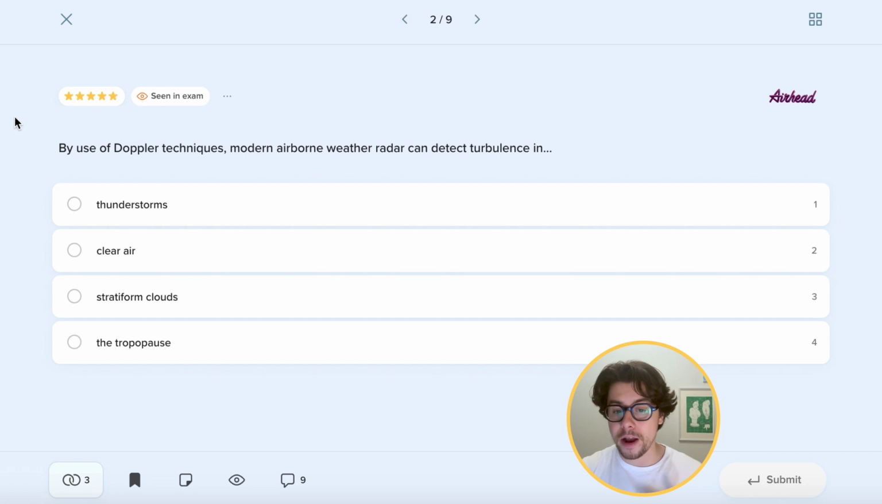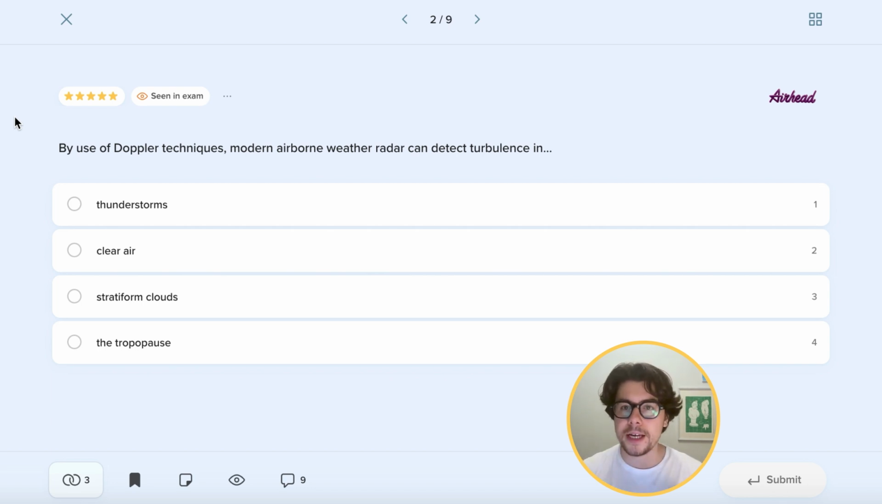And for question number 2: by use of Doppler techniques, modern airborne weather radar can detect turbulence. Of course, modern airborne weather radars use the short frequency band. This is because they are the best to reflect from water particles. And this is a keyword here, reflect. Of course, weather radars work on the principle of any radar. They send out a signal and then collect the reflected signal, and they can see how far certain precipitation or objects are.